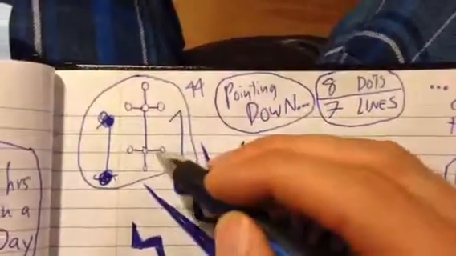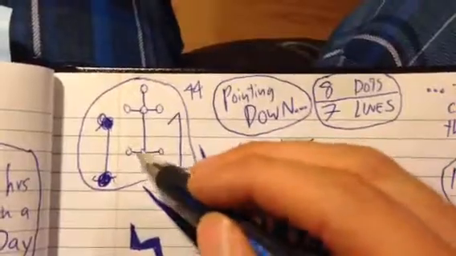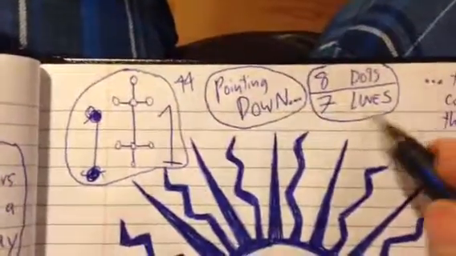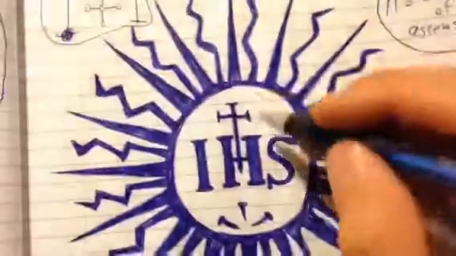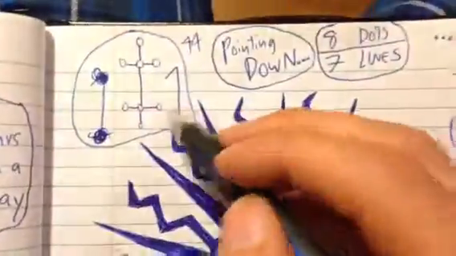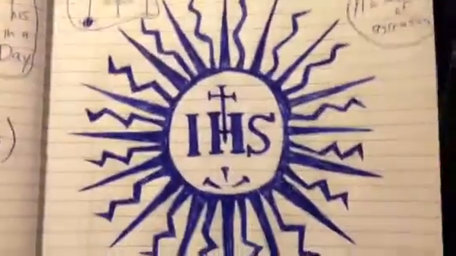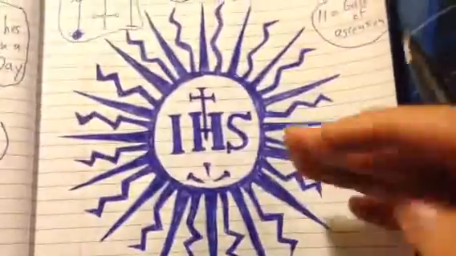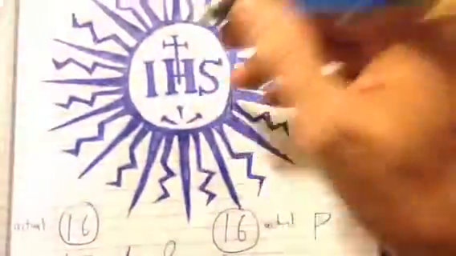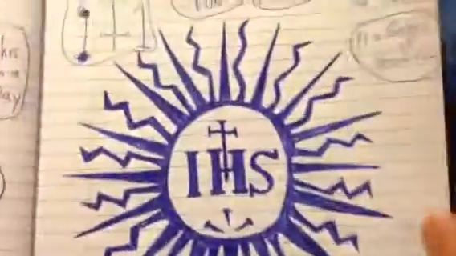1, 2, 3. 1, 2, 3. 1, 2, 3, 4, 5, 6, 7. 7 lines, guys. It's a sword pointing down through the gates of Ascension, guys. That's what this is. This is your Pope. This is your Pope that carries this around on his churches and everything. That's what that is.